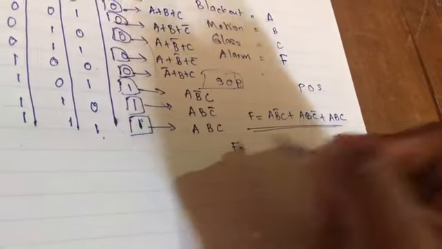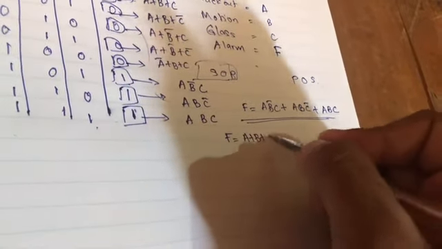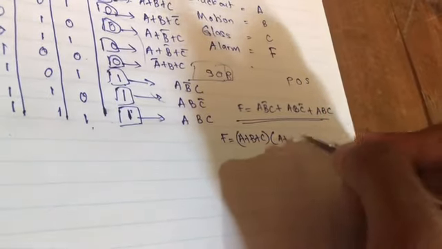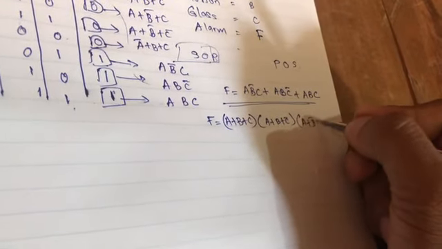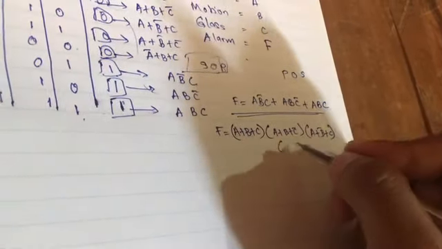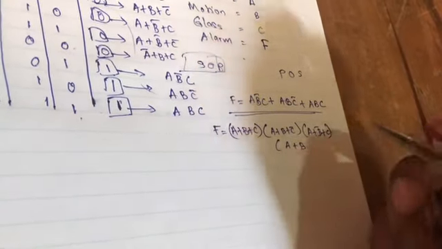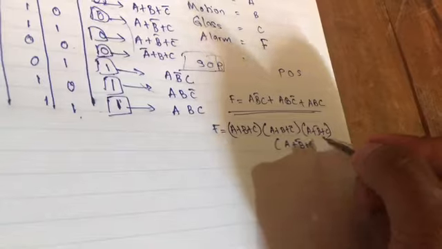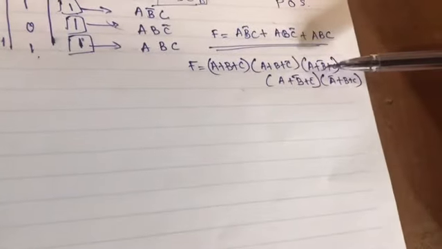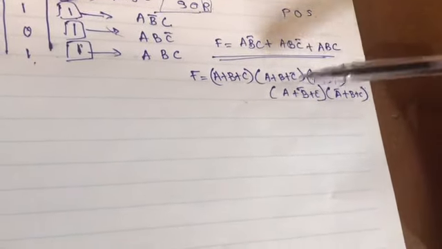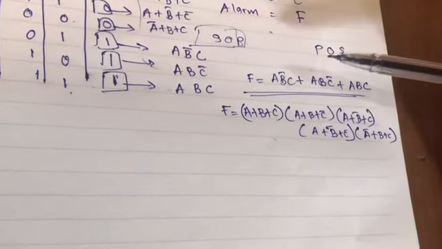So you take those and then you write down F equals A plus B plus C, A plus B plus C bar, A plus B bar plus C, and A plus B bar plus C bar, and A bar plus B plus C, right? So if you simplify these, you can figure out the fact that this is actually equal to this, right? So these things are the same but written in two different methods, right?